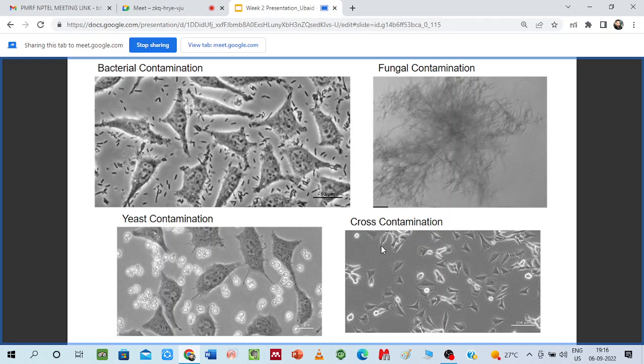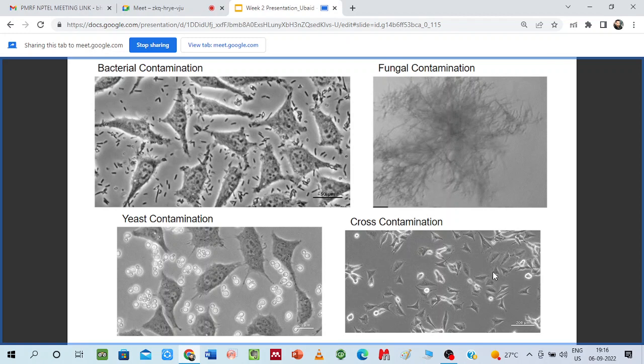Another important contamination is cross contamination. If someone is working on two cells, for example, hepatocytes and cardiomyocytes, and somehow he touched the pipette of hepatocytes in the flask of cardiomyocytes, there may be cross contamination. Some of the hepatocytes will go in the cardiomyocyte flask, and they will grow. And it is very difficult to detect this cross contamination.